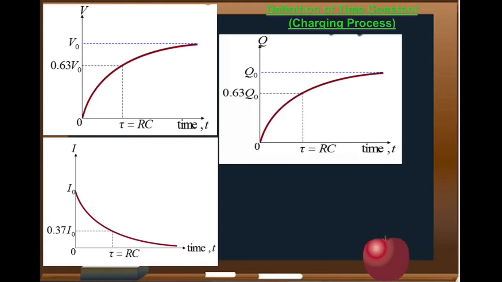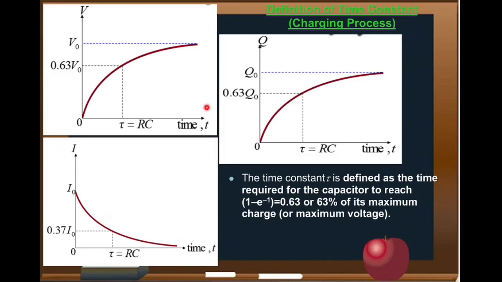So to define time constant for a charging process, we can look at three graphs. So we have V against t, Q against t, and I against t graph. So let's look at V against t and Q against t. So these two graphs have the same exponential trend. And if you look at the V against t graph, you can see that the time taken for the voltage to increase to 63% of its maximum voltage is equal to the time constant tau. So that is why we get the definition for the time constant tau, in which it is the time required for the capacitor to reach 63% of its maximum charge or maximum voltage.